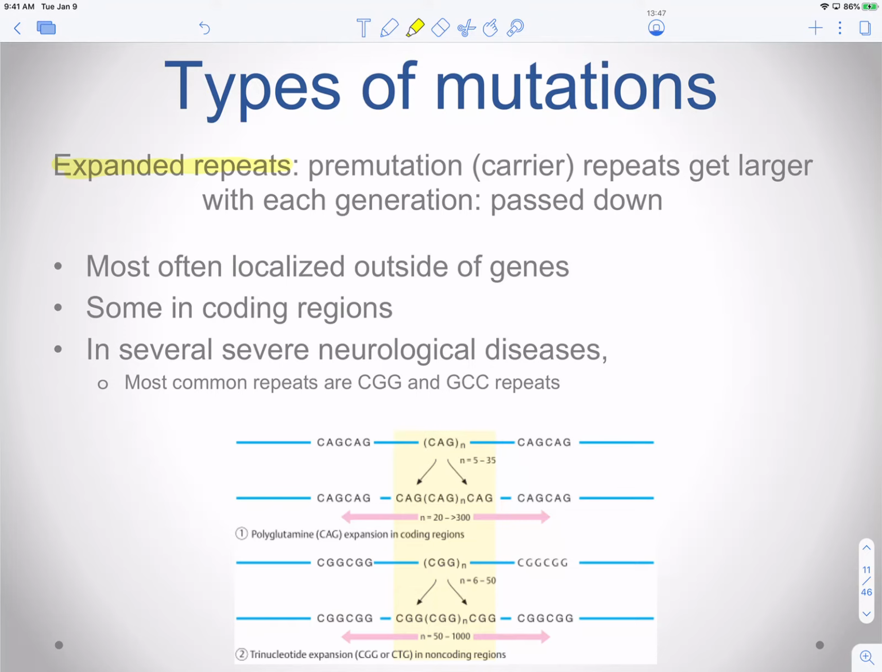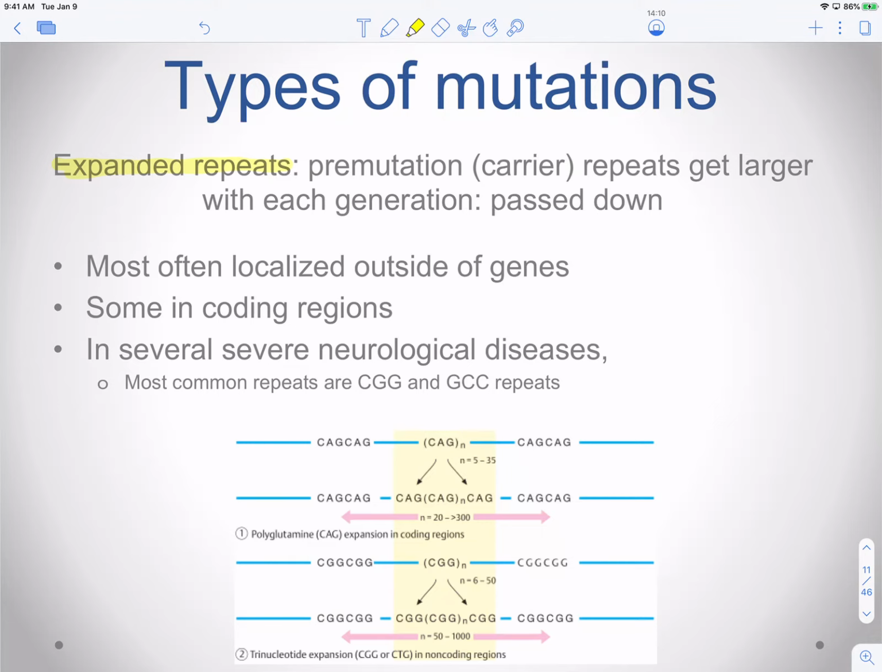Oftentimes these pre-mutations are going to be outside of the genes. So in the case of Huntington's disease, again, it's not occurring actually within the exon regions, but it's occurring upstream of that. And just by adding more and more mutations upstream, you make it so that the gene can no longer be properly expressed. Some can be in coding regions, however.